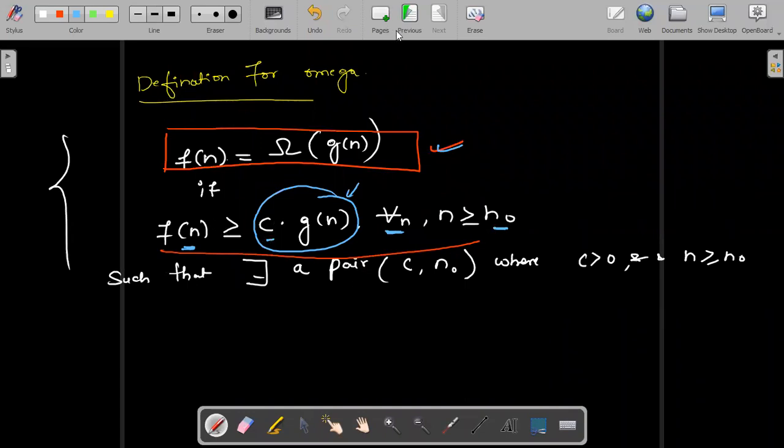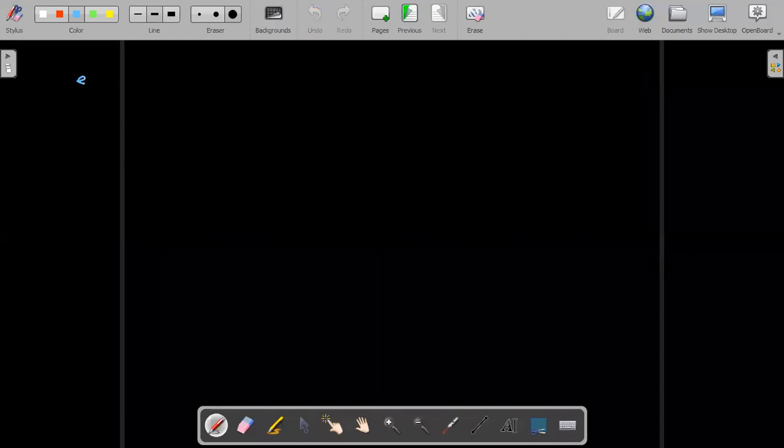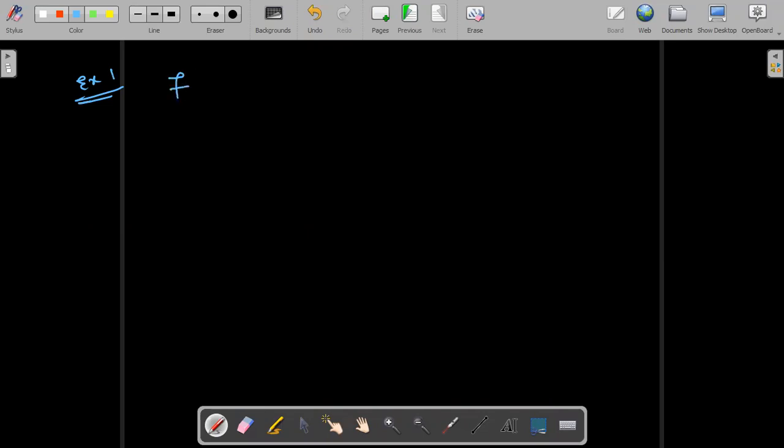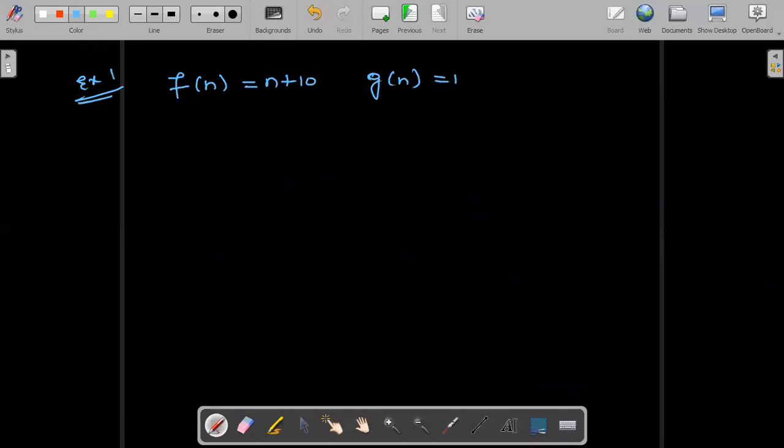Let's take one problem. Shall I take one problem, guys? Problem number one, example one. Same problem I am taking, don't worry. Whatever problems we have done there, that only we will do. There is a function f of n that is equal to n plus 10. Again g of n that is equal to n.